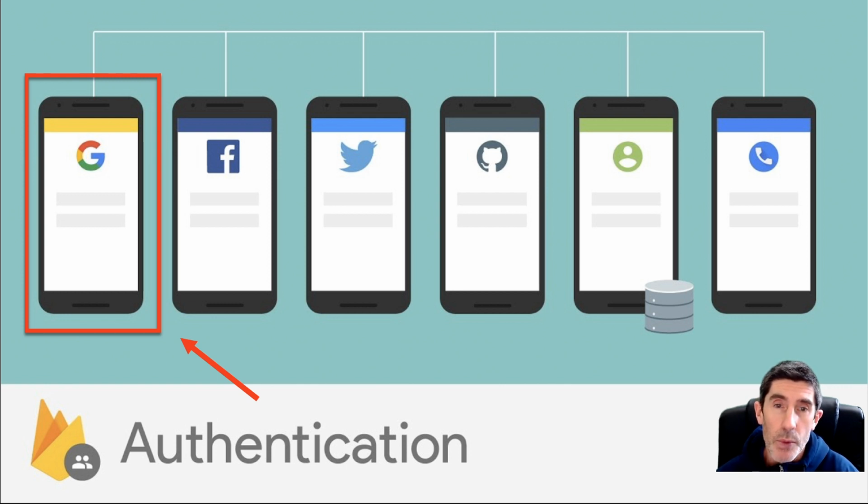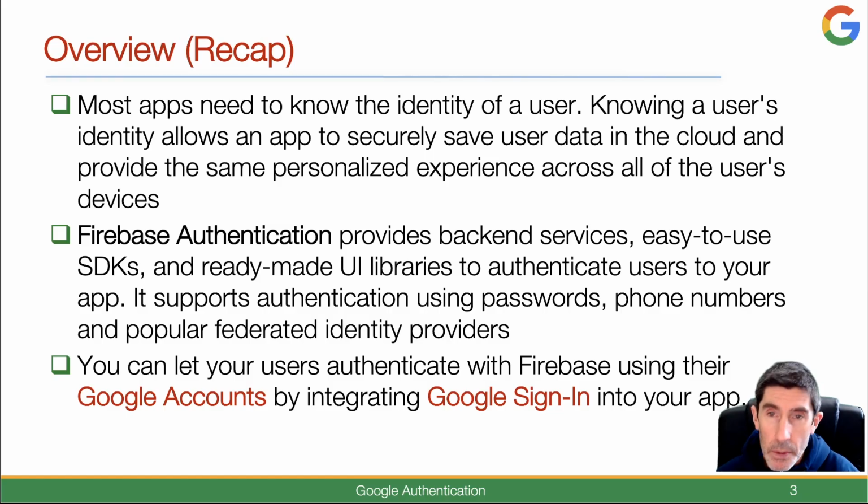Okay, so just a quick overview again. It's what we looked at in the general authentication section. But just to recap, most apps need to know the identity of a user. Knowing a user's identity allows an app to securely save user data in the cloud and provide the same personalized experience across all of the user's devices. Now, what we looked at already, Firebase Authentication, provides backend services, easy to use SDKs and ready-made UI libraries to authenticate users to your app.